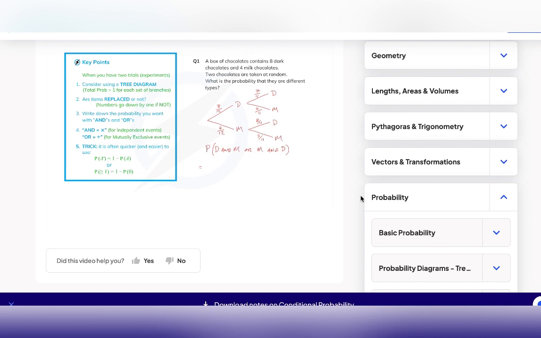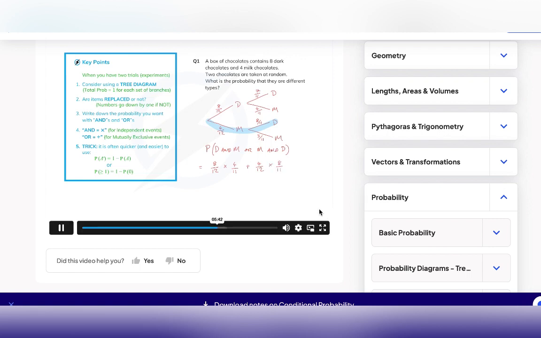So the probability of a dark chocolate, according to my tree diagram, is 8/12 times, and then following that first route through, I get 4/11 there. So that's that route there, and we're multiplying because it's and. It then says or, so we add, and then we follow this route through the tree diagram. As I say, you may be able to do that in your head without a tree diagram, but it's 4/12 for the milk chocolate, and then 8/11 for the dark chocolate.